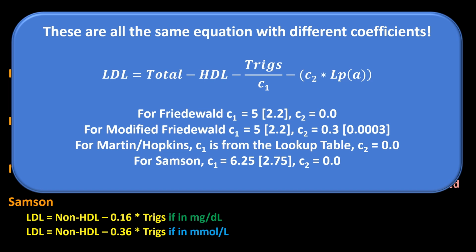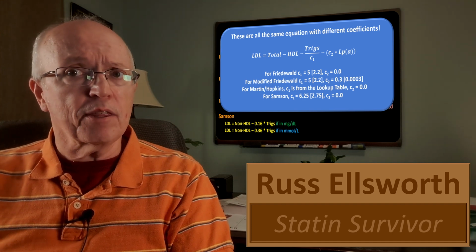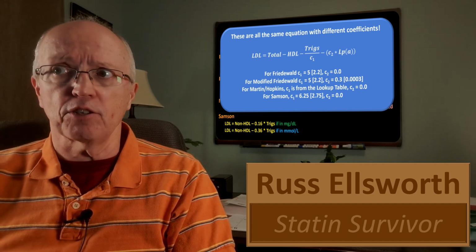Now you may look at the Sampson one at the bottom, it's still showing on the screen, and say, well, that doesn't look the same. What is non-HDL? It's total minus HDL. That is actually the same. And then 0.16 times the trigs, take the reciprocal of that, that's the same as trigs divided by 6.25. So all these equations are really the same thing. They're just messing around with coefficients, or again, fudge factors, if that's what you want to call them.